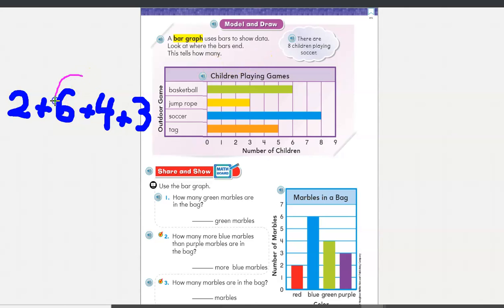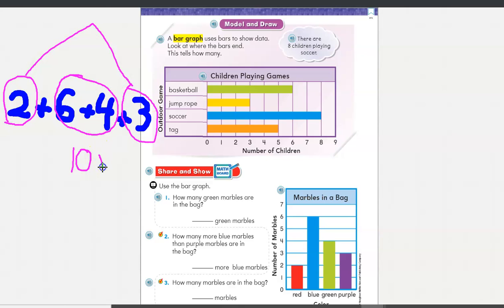All right, so I'm going to take these 2 numbers right here, my 6 and my 4, and I'm going to make a 10. And now all I have to do, I'm going to take my 2 and my 3, and I'm going to make a 5 out of those. So now all I have to add is my 10 plus 5, and the answer is, let's make a new color. What's the answer this time? 15. So the answer here, total is 15 marbles.